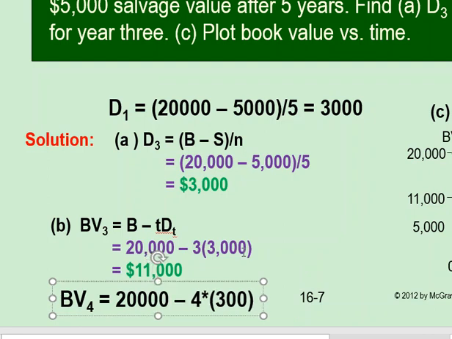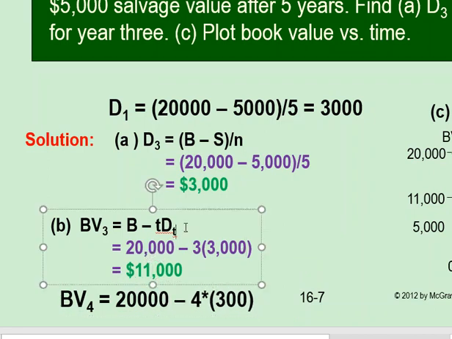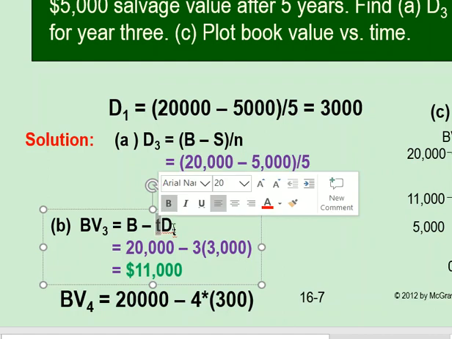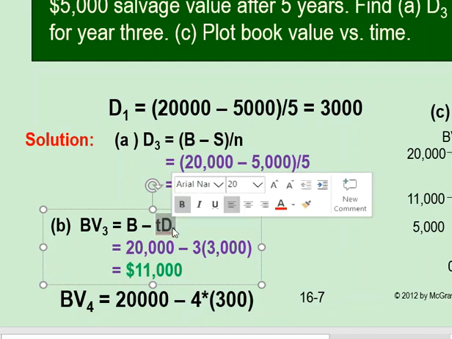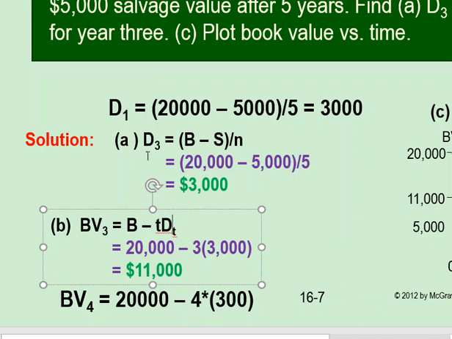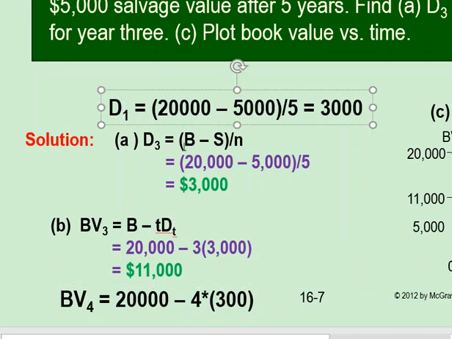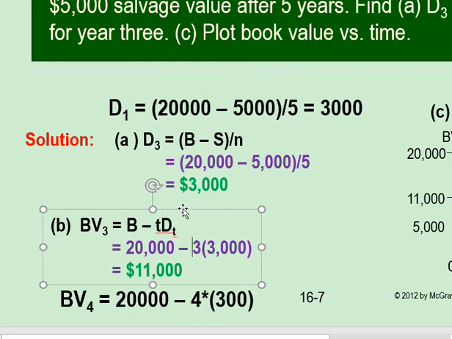So the only thing changing here is t. dt here is the same. This is the trick in straight line depreciation. And we proved it. D1 is this much, D3 is always 3,000. Now for straight line, this is very easy. And with the other methods, you are going to see depreciation is changing.